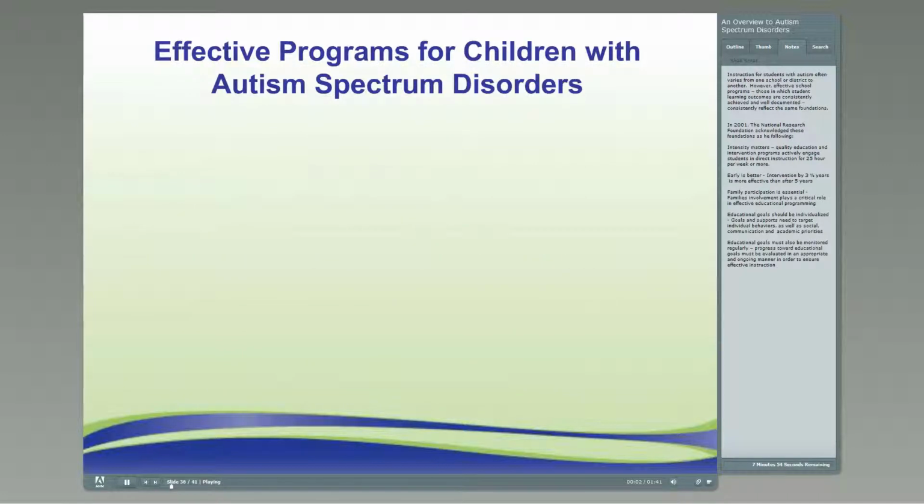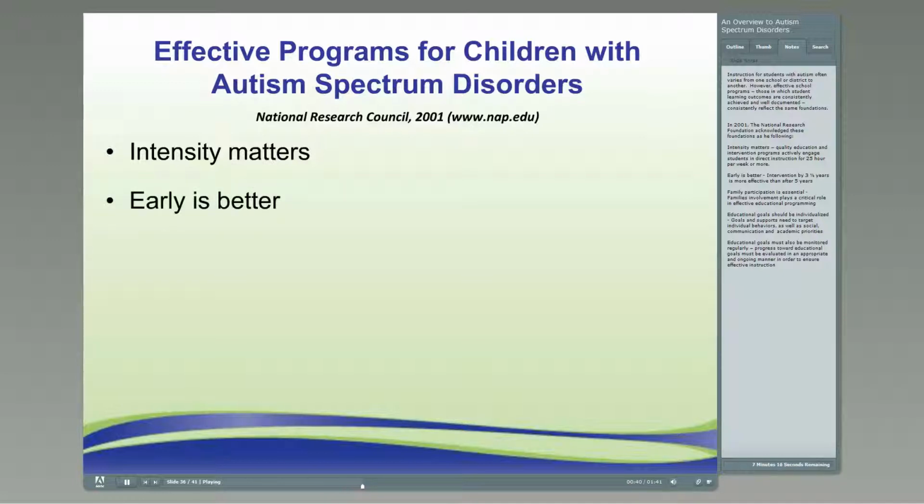Instruction for students with autism often varies from one school or district to another. However, effective school programs, that is, those in which student learning outcomes are consistently achieved and well documented, reflect the same foundations. In 2001, the National Research Foundation acknowledged these foundations as the following. Intensity matters. Quality education and intervention programs actively engage students in direct instruction for at least 25 hours per week or more.